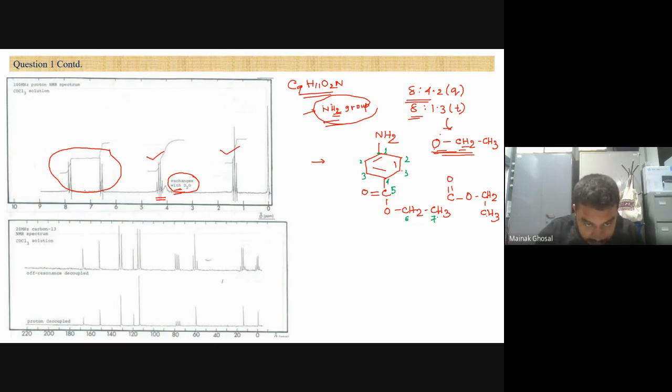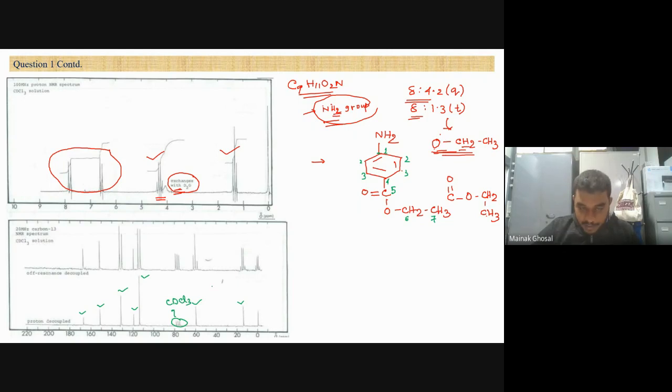So see here, how many peaks are there? You just count it. 1, 2, 3, 4, 5, 6, 7. You should not take this one, okay? The 77 peak is nothing but the CDCl3 peak. So 7 peaks are there, it is correct.